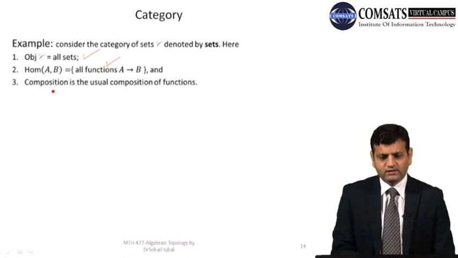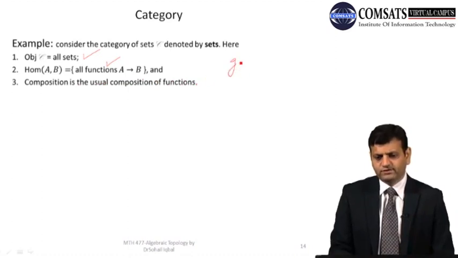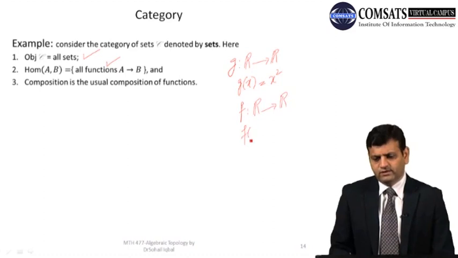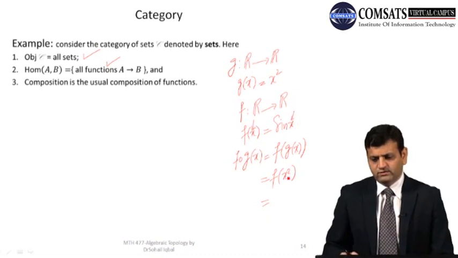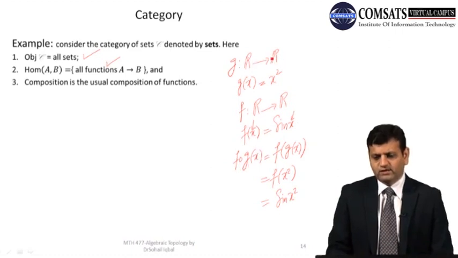The third component of this category is the composition, and we take it to be the usual composition of functions. For example, if we have a function g from R to R defined by g(x) = x squared, and another function f from R to R defined by f(x) = sin x, then the usual composition (f circle g)(x) is f(g(x)). G of x is x squared, so we replace g(x) with x squared. What is f of x squared? f(x) is sin x, so just replace x with x squared. That's how we compose any two functions. In this case these functions are between the sets R and R.